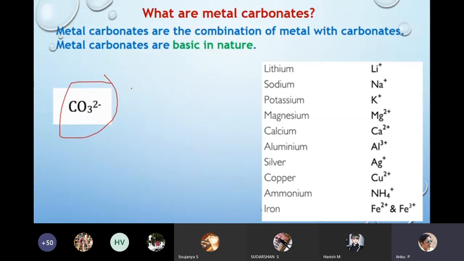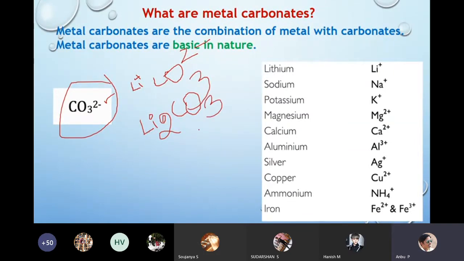And I have also given the list of metals with valency. So lithium is Li plus. If you want to write lithium carbonate, it is Li plus, and the carbonate is CO3 2 minus. If you cross the valency, the metal carbonate formula will become Li2CO3, because the 2 comes over here, and you will be able to see the CO3. So this is the metal carbonate. Generally metal carbonate can be written in this way. So lithium carbonate is the name of the compound I have written on the screen.